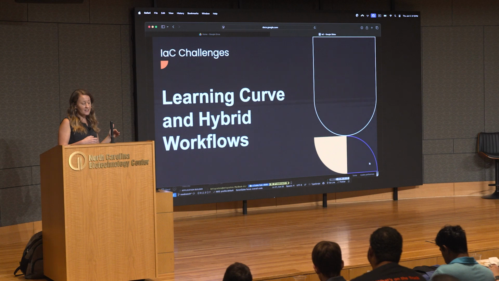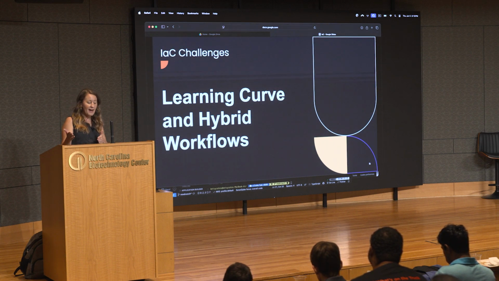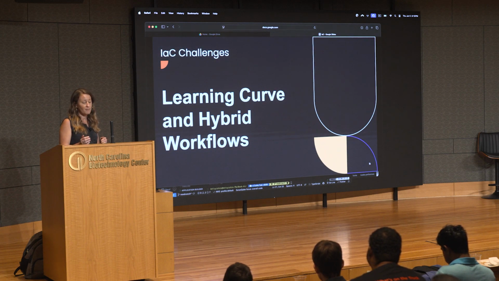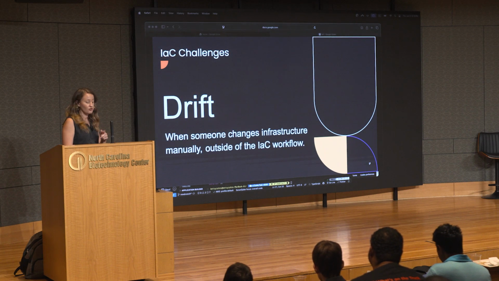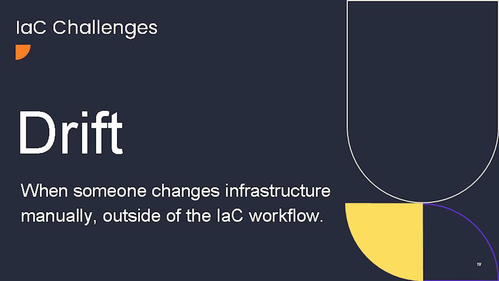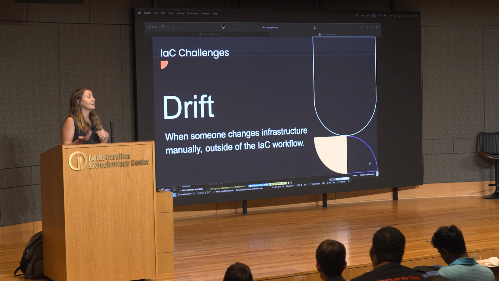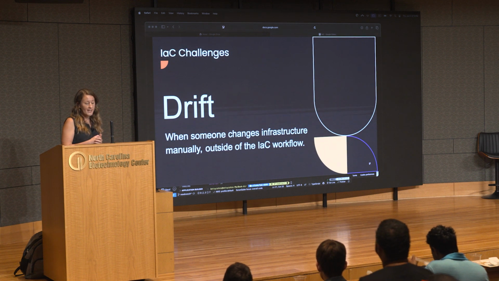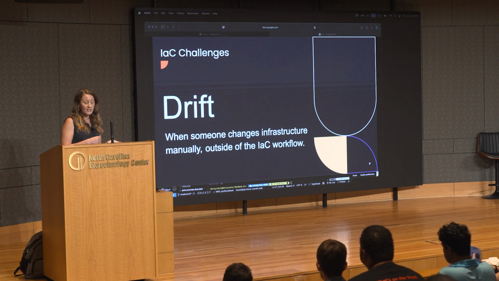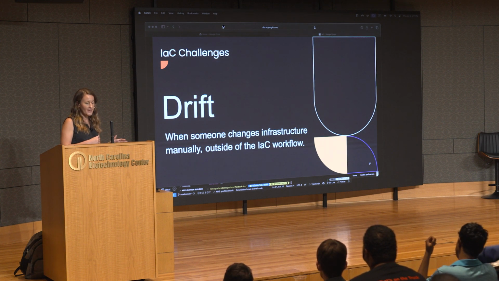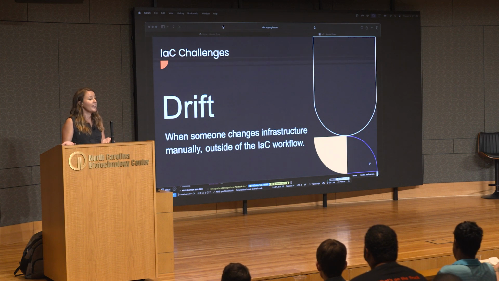Without full buy-in, teams are going to end up with a hybrid workflow. That means you're going to have some manual, some IaC, and this causes a lot of confusion about where your infrastructure is managed, which can also cause drift. Drift is when somebody changes your infrastructure manually outside of your IaC workflow. For example, say you have an engineer on your team debugging a production issue, and they've opened port 22 for SSH access manually, but they forget to close it.